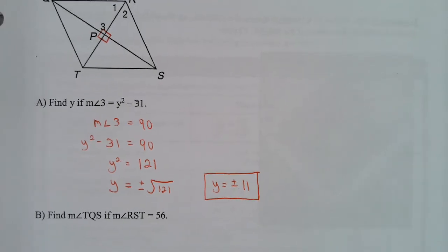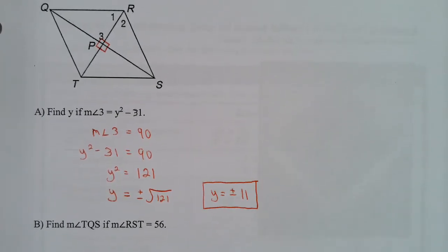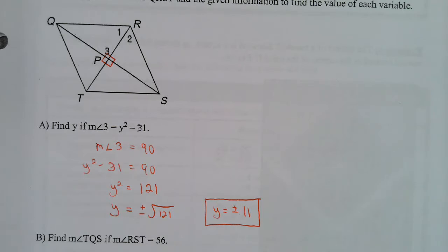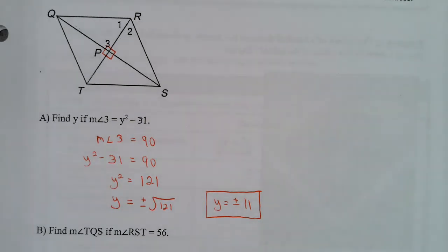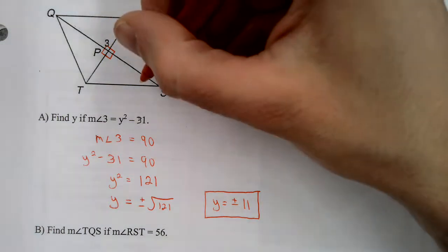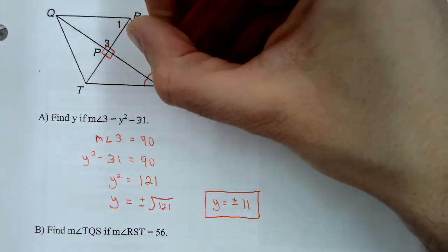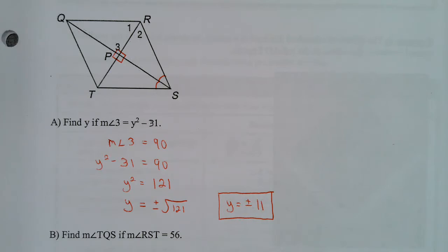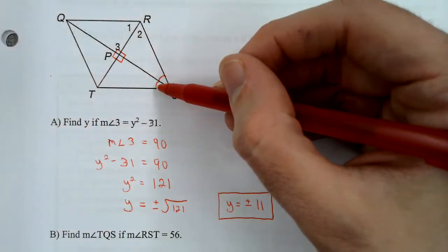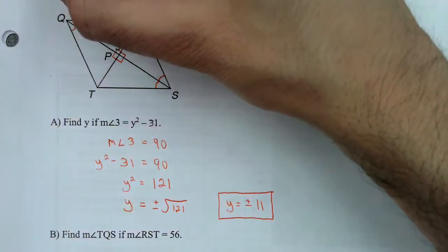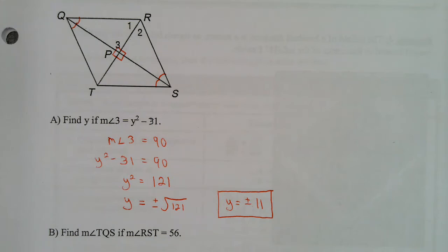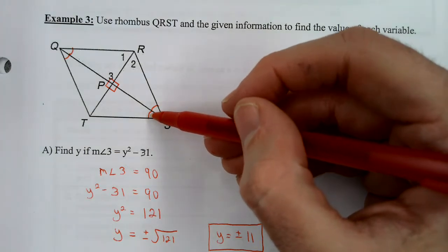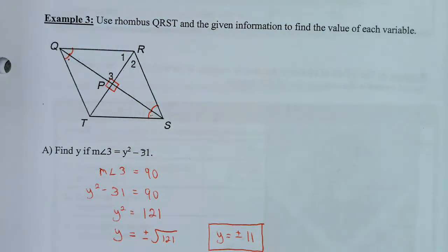Find the measure of angle TQS if the measure of angle RST equals 56. Here's what you need to know. Since RST equals 56, that angle is bisected, because a diagonal in a rhombus bisects a pair of opposite angles. So I put one arc in here, one arc in here, and the same two arcs are going to go in here, because the opposite angles in a parallelogram are always congruent. And since it's a rhombus, each angle is bisected. So this angle, this angle, this angle, and this angle are all the same.